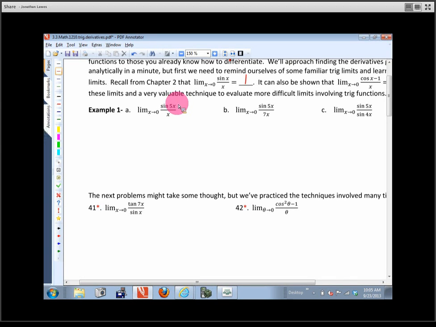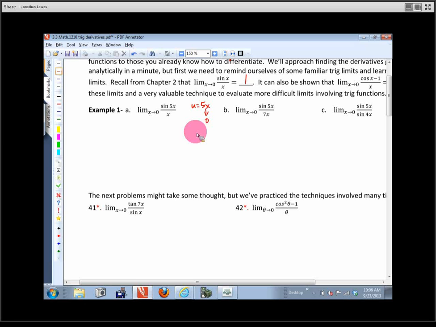So what we do is we use a familiar technique, okay? A technique that you've seen before. It's called substitution. So what I'm going to do is I'm going to say u is equal to 5x. So I'm going to change this that looks a little bit unfamiliar into something that looks more familiar. Now, what we're interested in here is the behavior as x approaches 0. So as x approaches 0, 5 times 0 also approaches 0.